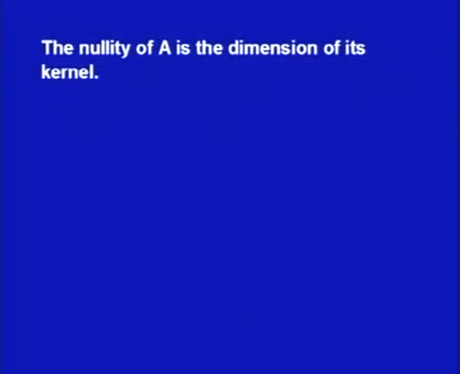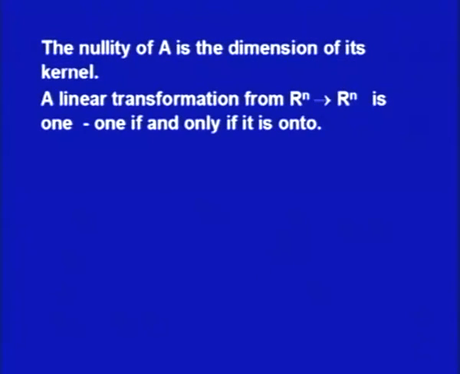And accordingly, the nullity of A is the dimension of its kernel. A linear transformation from Rn to Rn is 1 to 1 if and only if it is onto. This is the result which we have obtained earlier. Only thing is we have written for the matrix.